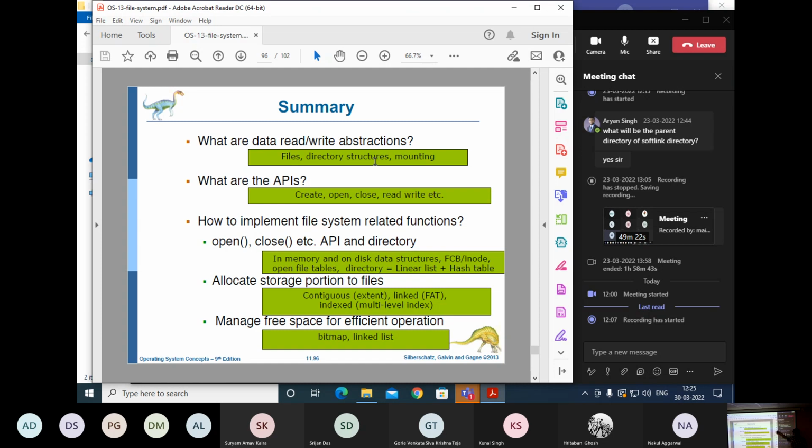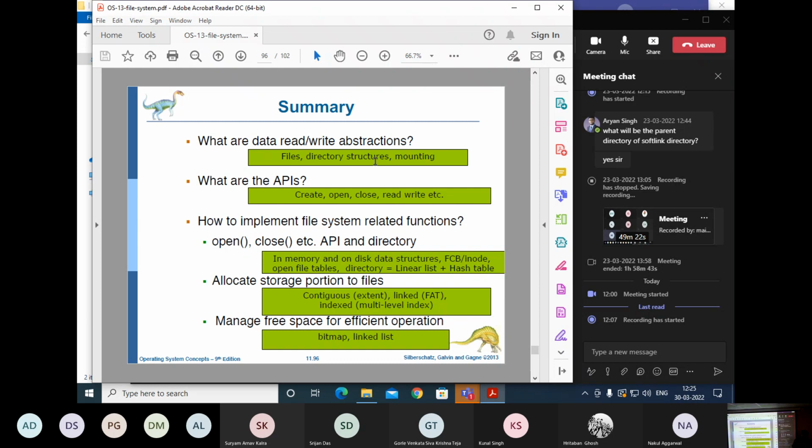For directory structure, we looked into this. Finally, we settled on a tree. And then we thought, why don't we add links? And then things got a little bit messy. But nonetheless, ultimately, it's a tree structure with links, soft and hard links. Mounting is basically merging two trees and taking out a tree, nothing more.